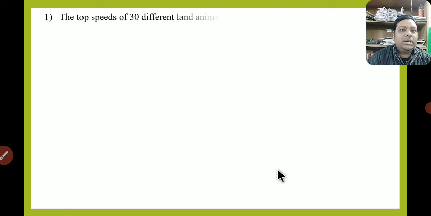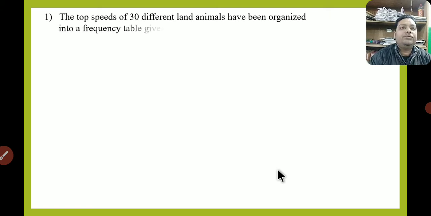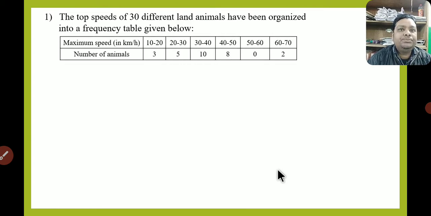The first question: the top speeds of 30 different land animals have been organized in a frequency table given below. You can see the table here. In this table the maximum speed of animals in kilometers per hour is given: between 10 to 20, 20 to 30, 30 to 40, 40 to 50. The exact speed is not given, and we know that speed is not in a fixed form.